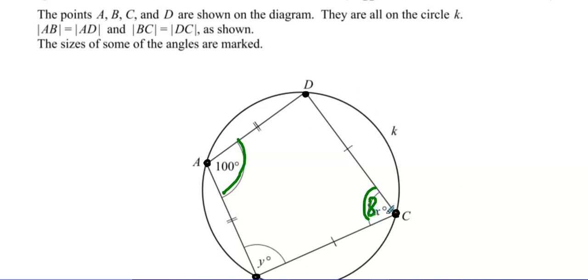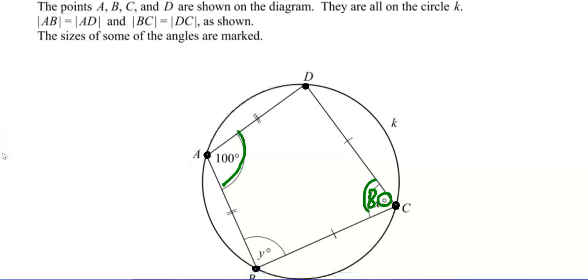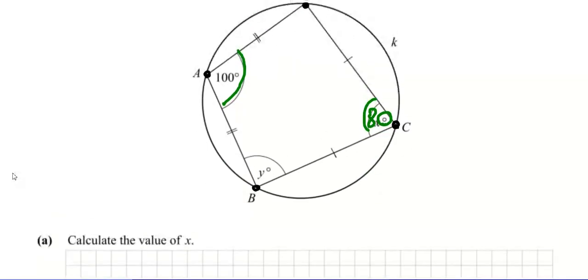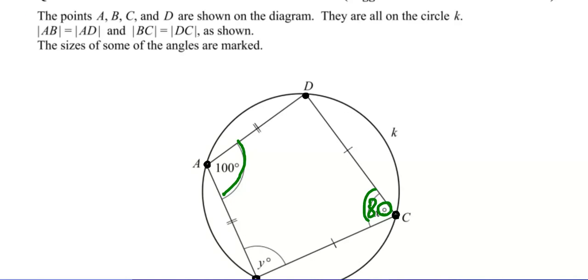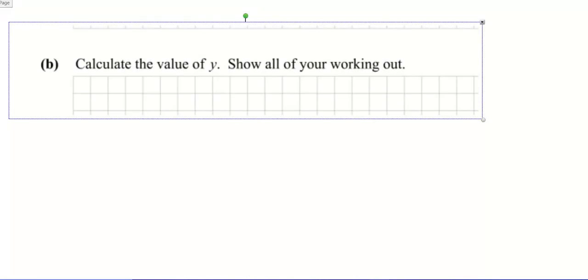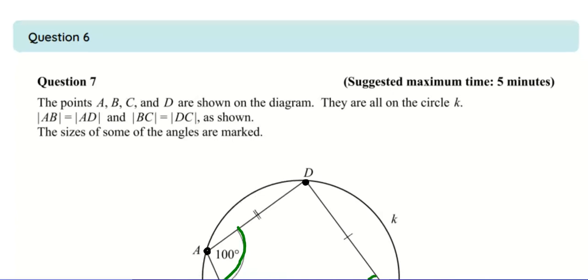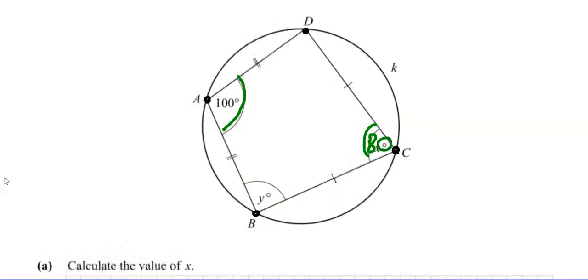80. Okay. Now, because it doesn't give me d, oh, I'll read the question. There might be more information. Calculate the value of x. 80. Done. Okay. Now let's go to the next part then. Calculate the value of y. Show all your workings out. Okay. It's specified that we need to show all the workings.